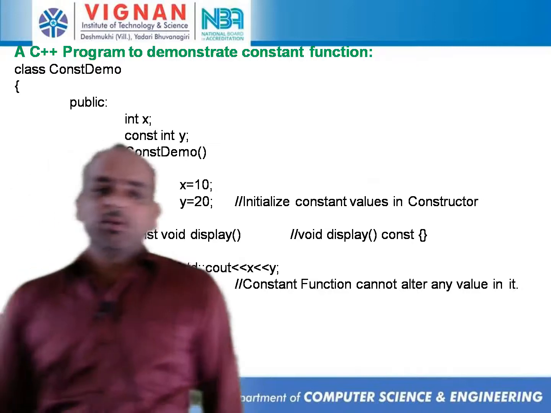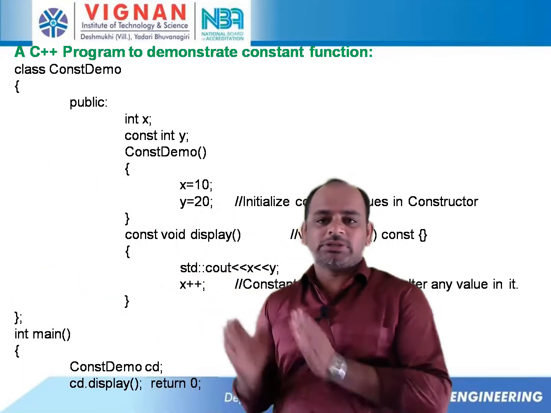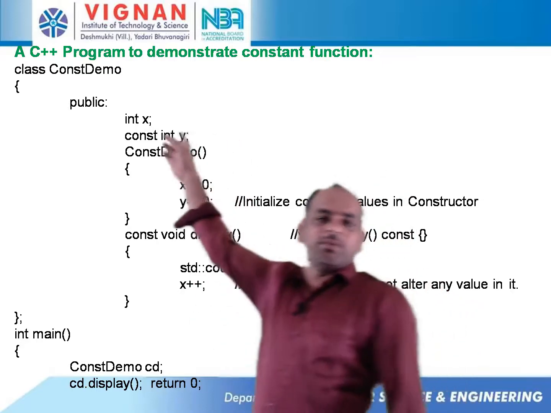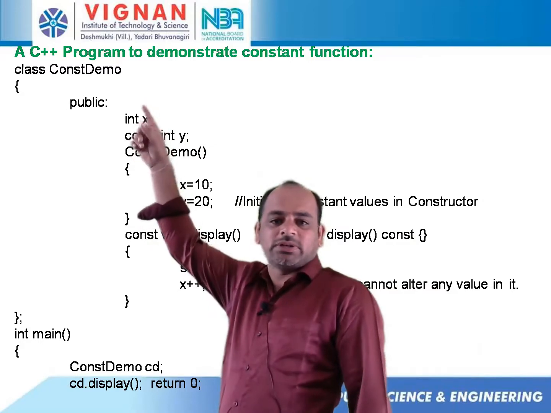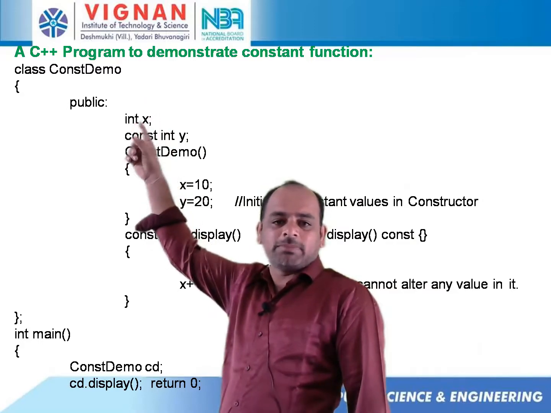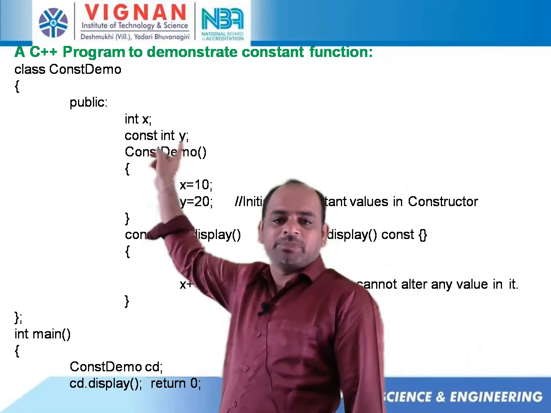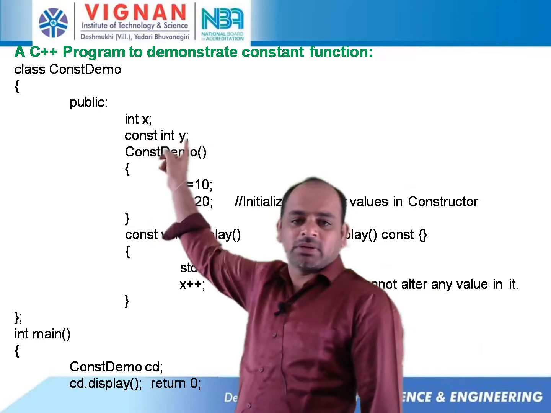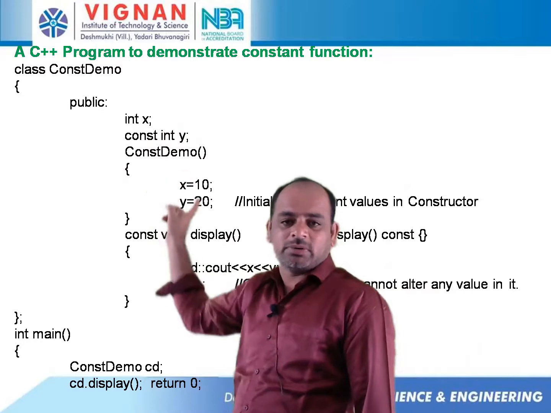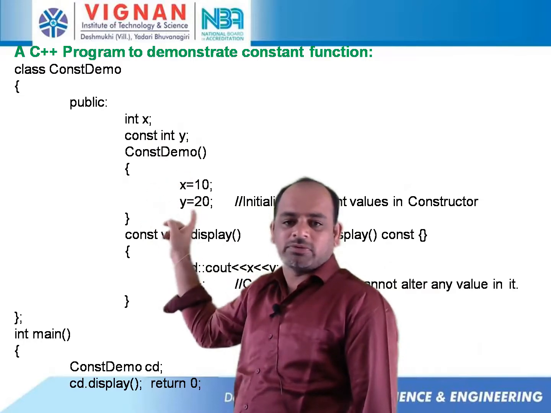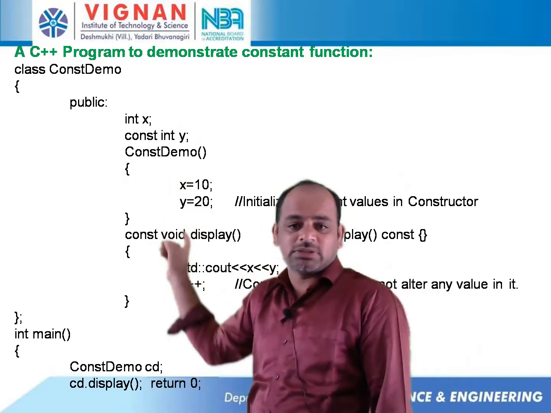Similarly, constant function: like how you declare a constant variable, you can also declare a constant function here. So let us see. We have the non-constant variable x. Again, class ConstantDemo is declared. These are public members. const int y is a constant variable, that is, a constant data member. These two are data members. And this is the constructor ConstantDemo. Again, same procedure, x equal to 10, y equal to 20. So this constructor we are using for initialization of x and y with initial values.